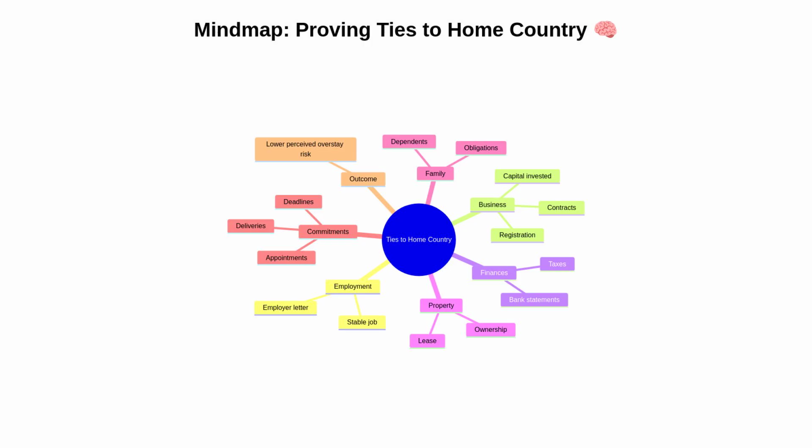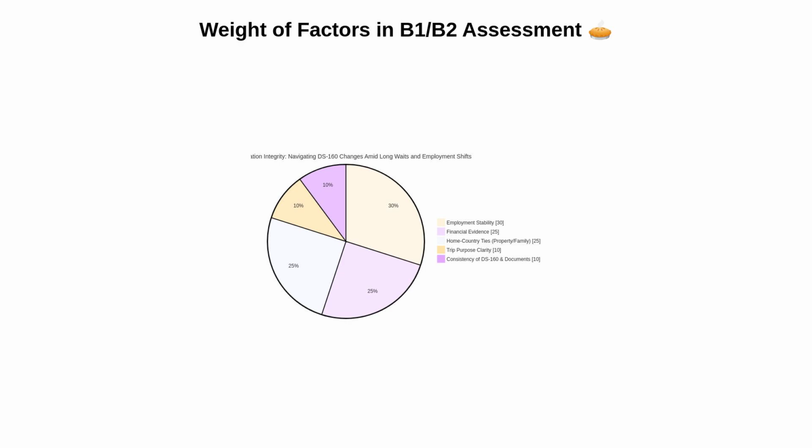Next, let's quantify emphasis with a quick pie chart of decision weight factors. This pie chart illustrates typical emphasis areas in a B1/B2 assessment: employment stability, financial evidence, property and family ties, trip purpose clarity, and the consistency between your DS-160 and supporting documents. While exact weights vary by case, the chart highlights where preparation can yield the strongest impact.